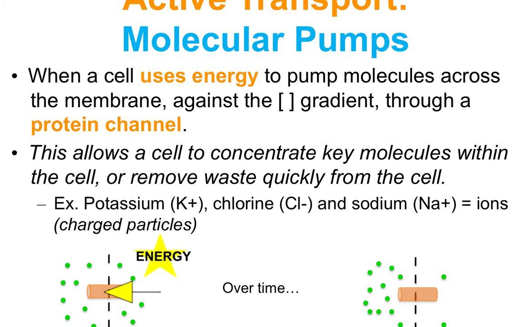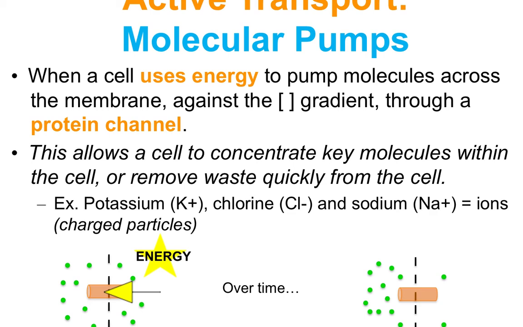All right, switching gears a little bit, let's go to active transport. Usually things like molecular pumps. When a cell uses energy to pump molecules across the membrane, it's pumping it against a concentration gradient. And that's usually through that protein channel. But this particular protein channel, like we've seen before, is going to use energy. It's not just passively letting guys in and out of there. It's going to use energy to pump it in the opposite direction that it normally would.